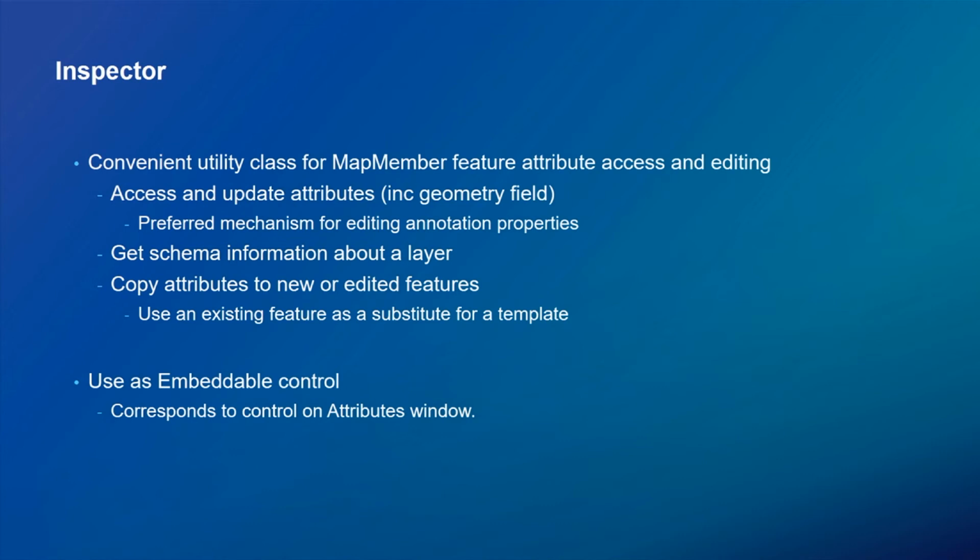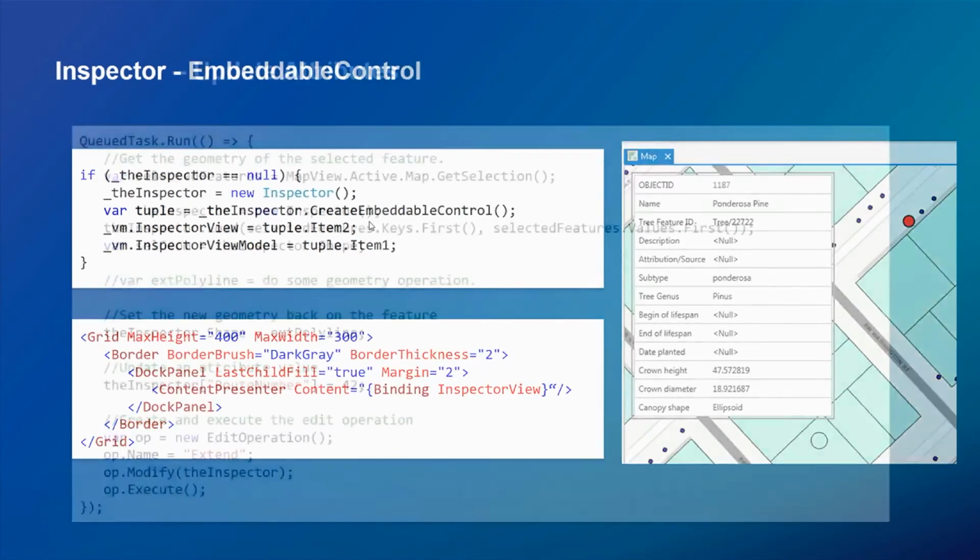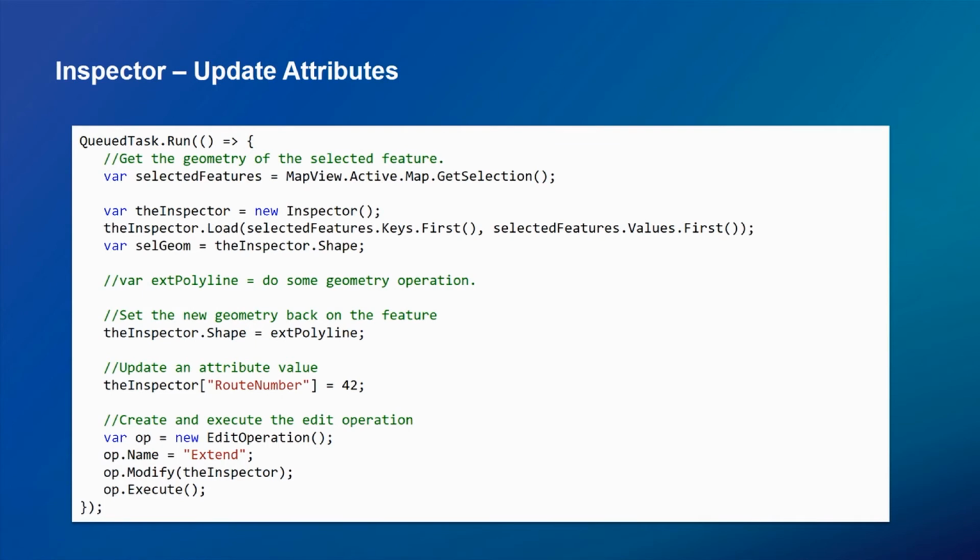We also have an additional usage of it that we didn't talk about yesterday, but it's its use as an embeddable control. So here's a quick code snippet about how we would use the inspector. You can see that we have the code to create an inspector, and we'll load it up with the selection or the first instance of our selection. We can get the geometry, we can set the geometry, we can set a particular field name with a particular value, and then we create our edit operation. We use the modify method, passing in that inspector, and then execute.